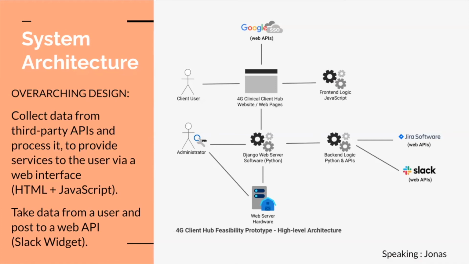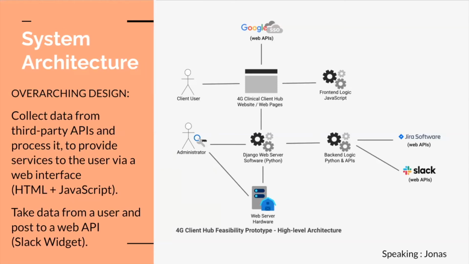When the user requests the main portal page, this triggers the JavaScript on the page to make several GET requests to the backend. And on the backend, the processing functions use Jira and Slack APIs to gather data necessary to populate the calendar, timeline, and the Slack messaging widget.